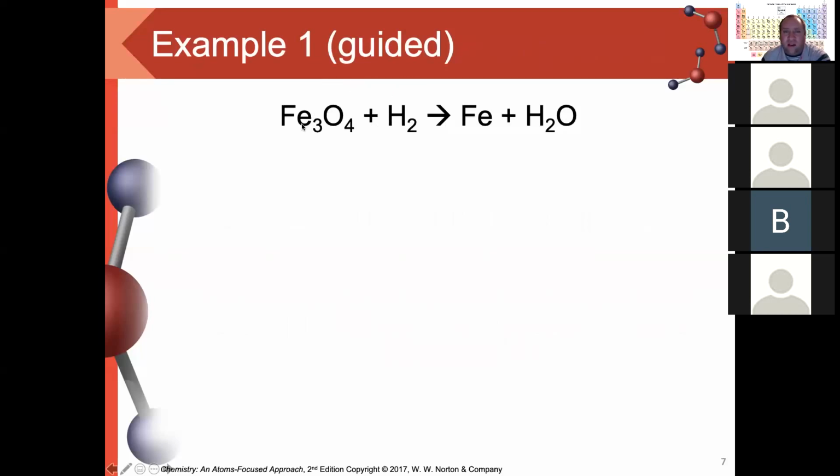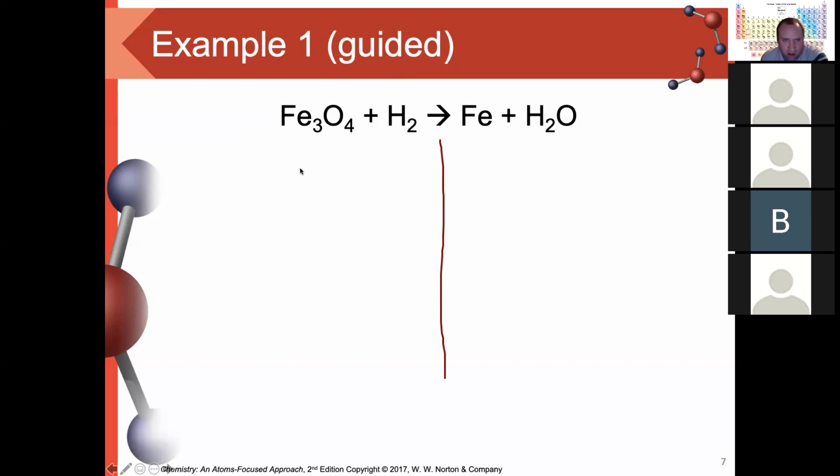So I've got an iron oxide compound. This is actually a combination of iron 2 and iron 3 in this iron oxide compound. And it is reacting with hydrogen to make iron and water. So the first thing I'm going to do, draw a line right down the middle. That's going to split my reactants and my products.